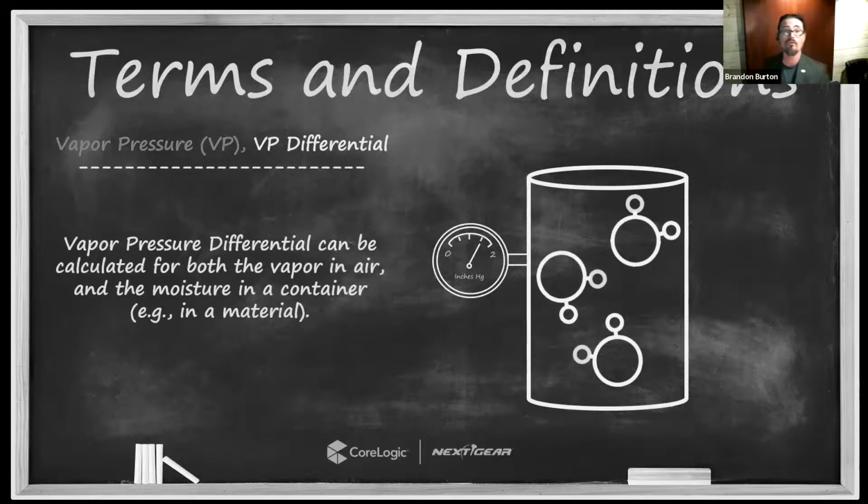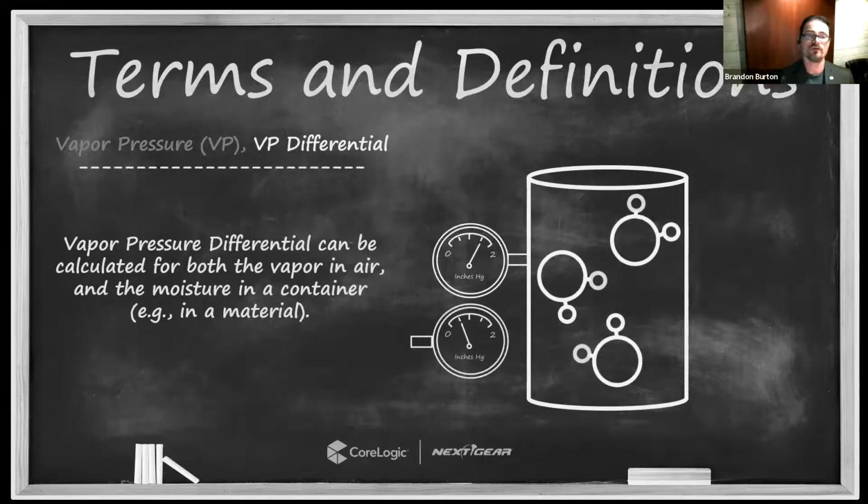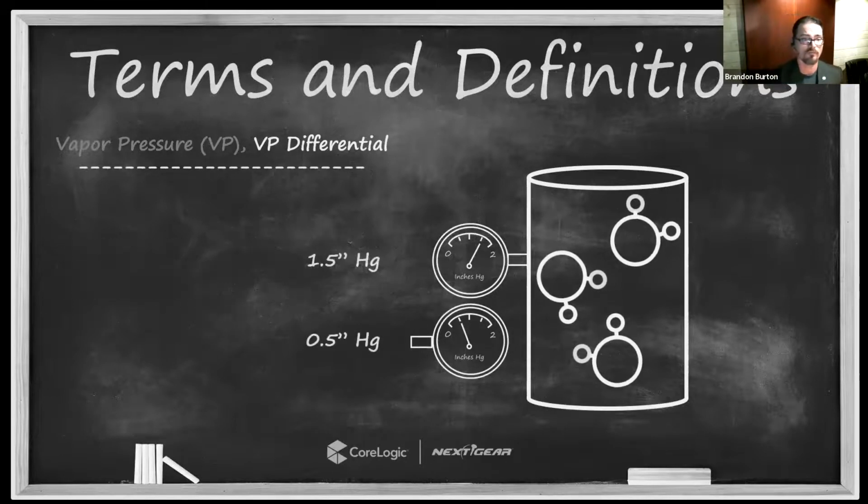We can actually measure both of those pressures. We can measure the pressure in the container, and we can measure the pressure outside the container and understand the amount of total force that is driving water vapor out. And we'll get to the psychrometric chart here in a second. But if I have 1.5 inches of pressure internally, don't really worry about what 1.5 is. Just know higher is more pressure and lower is less pressure, right?